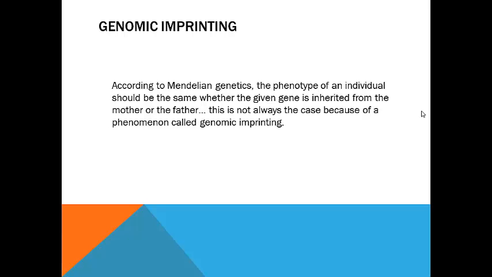For instance, if a particular deletion occurs on the long arm of the chromosome 15 derived from the father, the child will have Prader-Willi syndrome. If the same deletion occurs on the chromosome 15 derived from the mother, the child will develop Angelman syndrome. Different depending on which parent has the deletion.